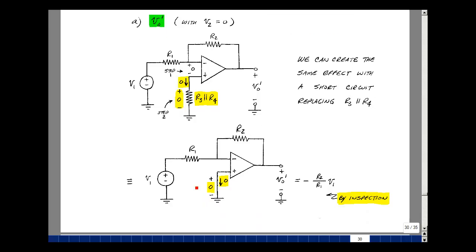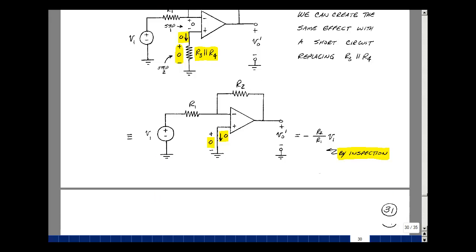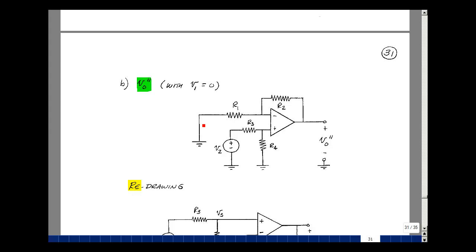And now this looks like the inverting amplifier, and we can just write the answer down by inspection as minus R2 over R1 times V1. Let's set the other source equal to 0. Do the same thing. That would be a short circuit over here. And let's find the output due to our second source, which is V2, and analyze this circuit.